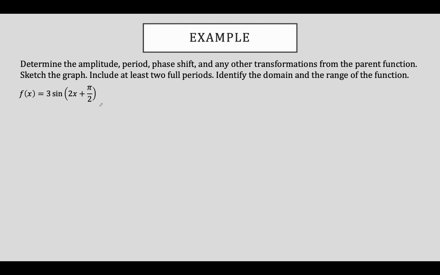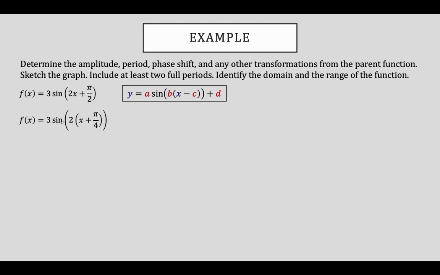2. Now, it's important to recognize we want to be able to identify each of these constants, a, b, c, and d. Notice that b is the constant multiple in front of x, but b is identified when it is factored out from these two terms with the x and the term with the c. That means we want to factor out a 2 and apply another parentheses in here. Doing so gives us 3 times the sine of 2 parentheses x plus pi over 4.